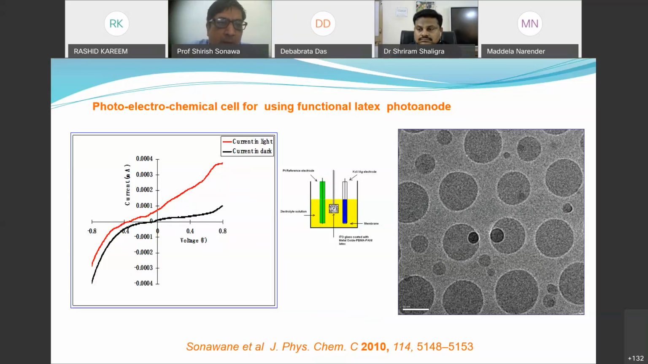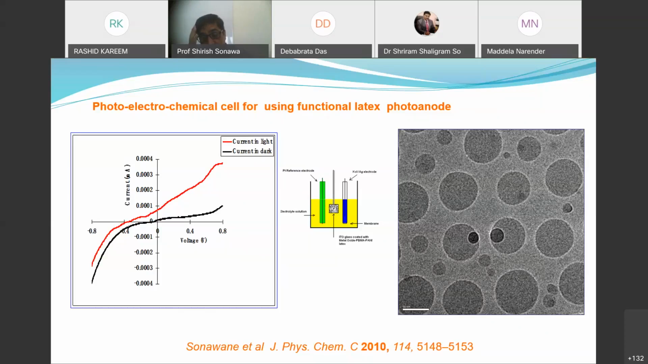So this is one advantage you get using this nano latex formation with miniemulsion polymerization. The same latex we can use in corrosion inhibition coatings, or in energy-related applications such as supercapacitors or solar cells. So these are important applications I want to mention for this functional latex.